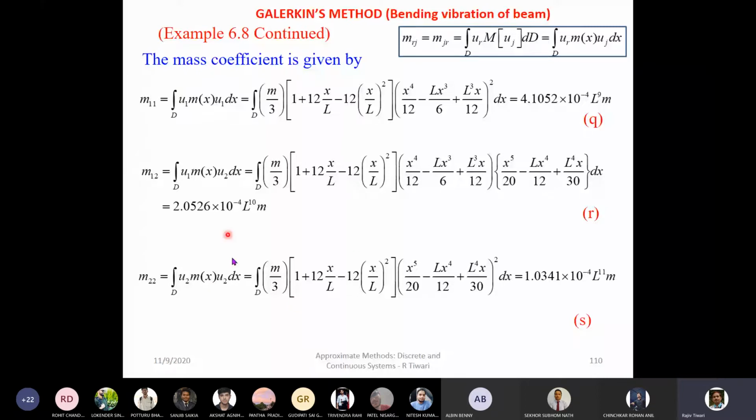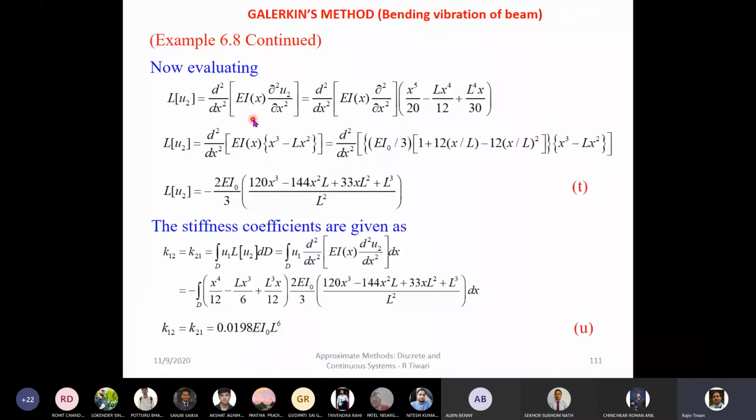So we got the mass matrix. Now the stiffness matrix. The stiffness matrix requires the L operator to be performed on U2. U2 we have chosen as a fifth degree polynomial. If we operate on this first, this differentiation, then this, and EI is also there. So when we took two differentiations of this, EI is given by this. And now we need to differentiate twice after multiplication. So we'll get L operated on U2 as this.